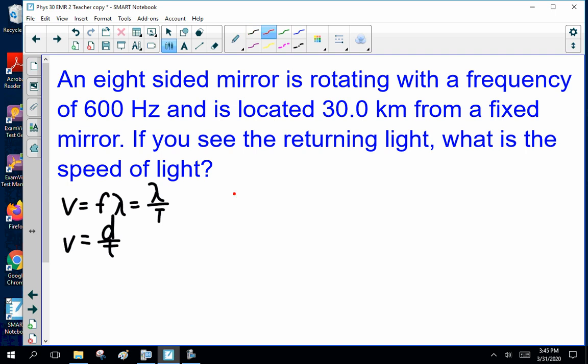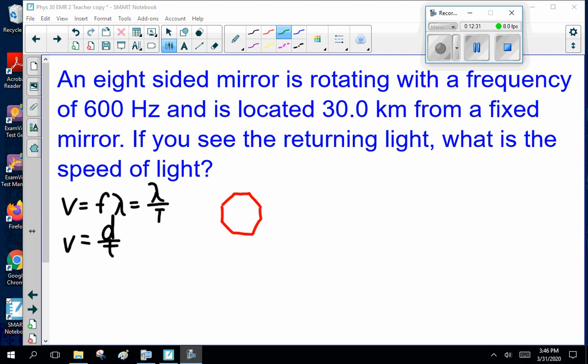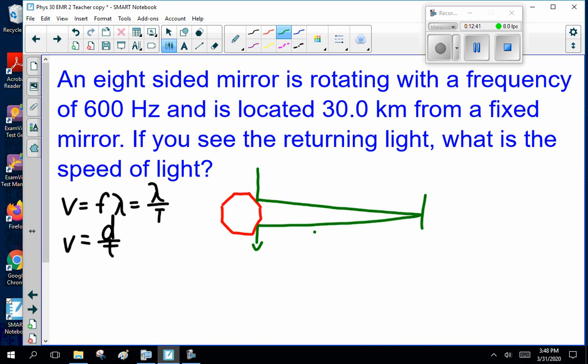You have an 8-sided mirror. Sorry about that. Where was it? Oh, yeah. So the light is going down here, reflecting out, coming back, and hitting your eye. So this distance is 30 kilometers, which makes it 30,000 meters.